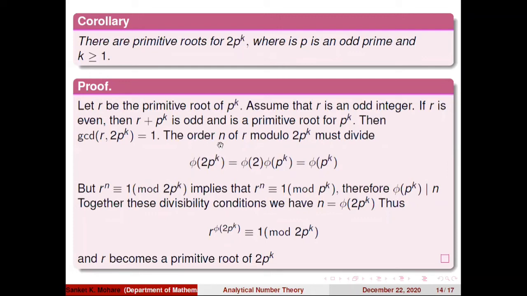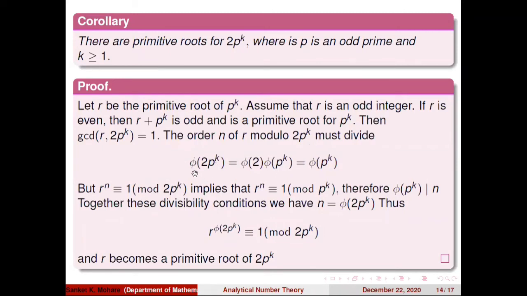So using that, as here n is the order of r modulo 2 times p to the power k, this implies n should divide what? n should divide phi of 2 times p to the power k. Therefore the order n must divide phi of 2 times p to the power k.